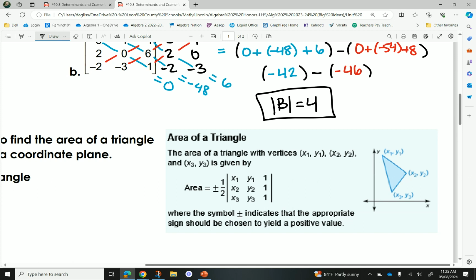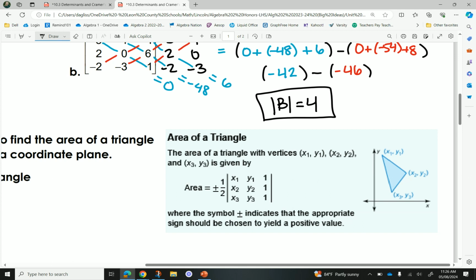So we find the determinant of it, and then we multiply by positive or negative 1/2. Okay? It indicates that the appropriate sign should be chosen to yield a positive value. What does that mean? Why does my answer have to be positive? You can't have negative side lengths. Okay. And in total, we're finding area. So we can't have negative area either. Okay, so that's why.